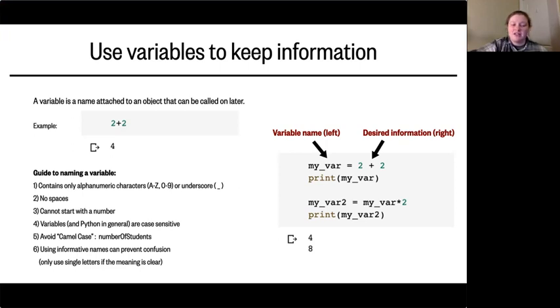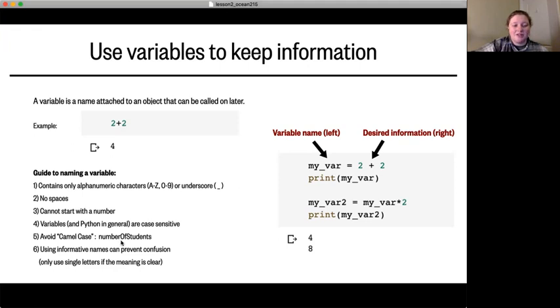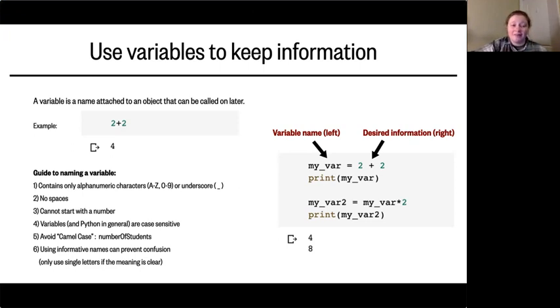Variables in Python in general are case sensitive, meaning that you have to be aware of capitalization and how you type your variable name. One case to avoid is camel case. So that's when you have these capitalizations sort of mid-variable when you're stringing together words. Python has a specific use for that, so it's good to avoid using it as a variable name.